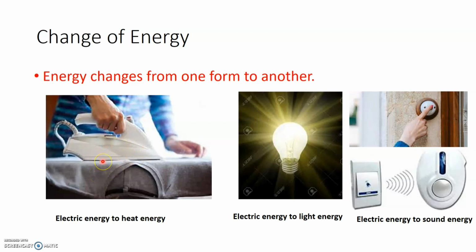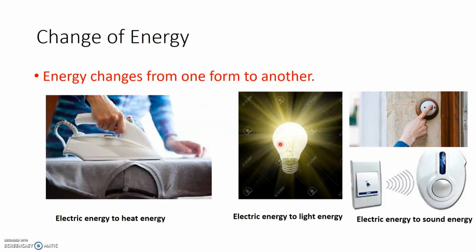So here in this case we know that electric energy is converted into heat energy. So here energy changes from one form, that is from electric energy, to another form, that is heat energy. So energy changes from one form to another form.